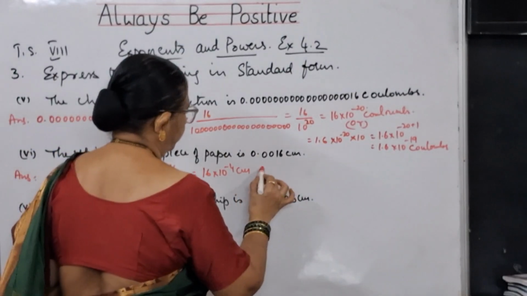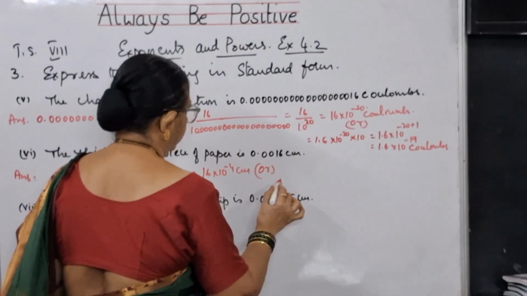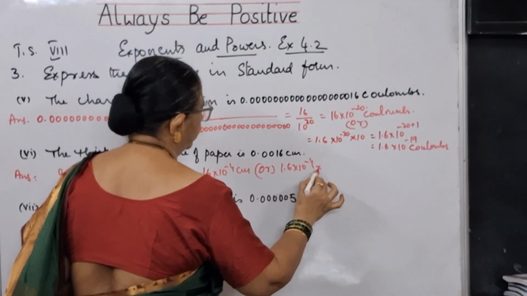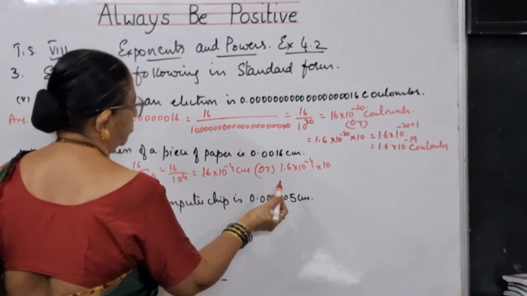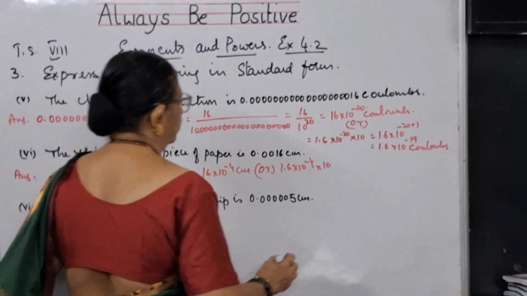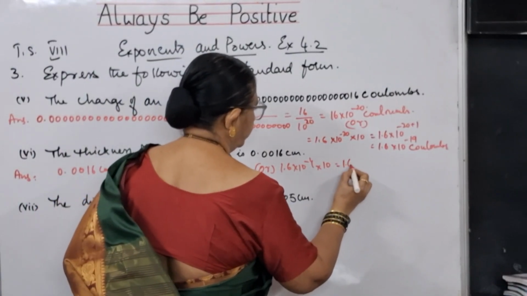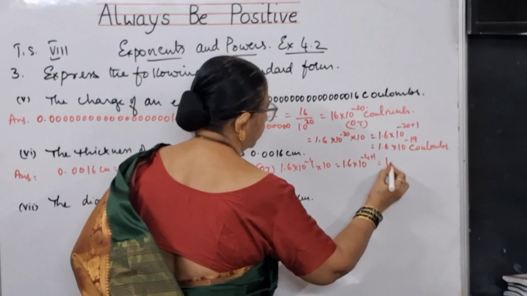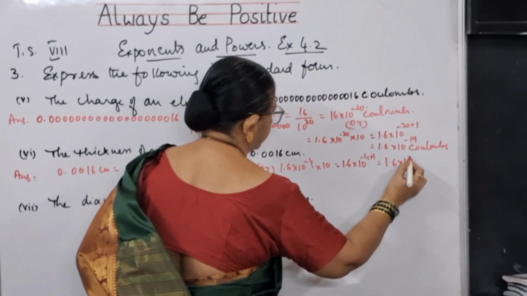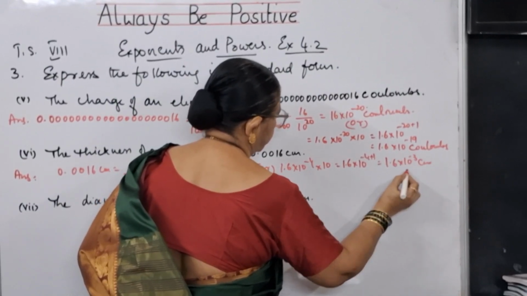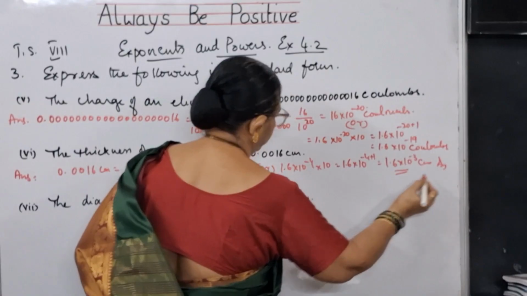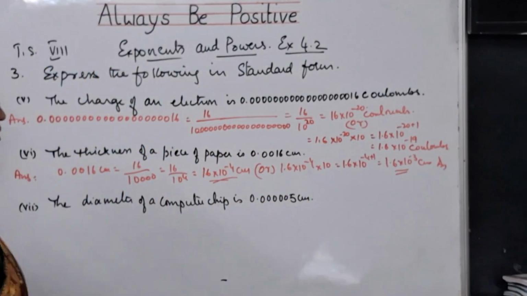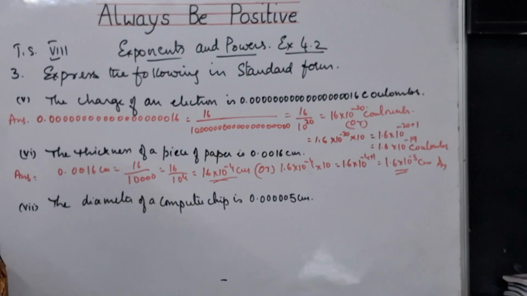So even this, if you want to write like this, 1.6 into 10 to the power of minus 4 into 10, because I kept a point here. So this becomes 1.6 into 10 to the power of minus 4 plus 1, 1.6 into 10 to the power of minus 3 centimeters. So you can consider either this or this. Anyone can be considered as the answer, children.